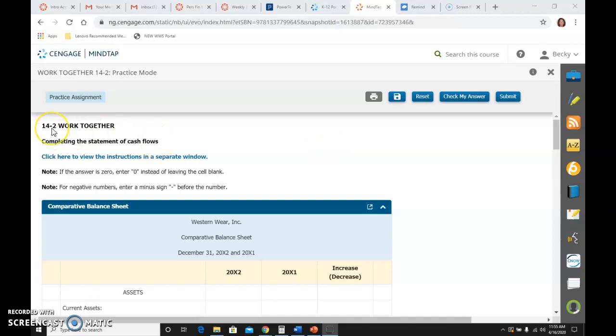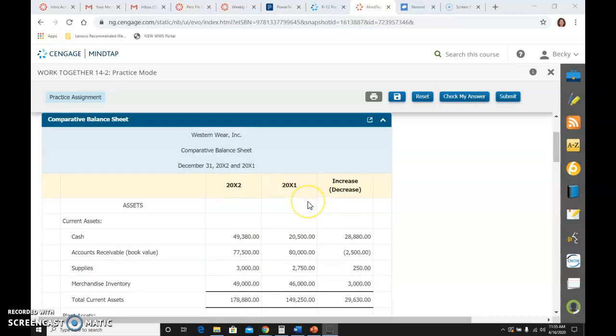So now we are going to do the 14.2 work together. You can get the instructions here, or they are on page 417 of your book. They say to enter a 0 instead of leaving a cell blank, and for negative numbers to use the minus.